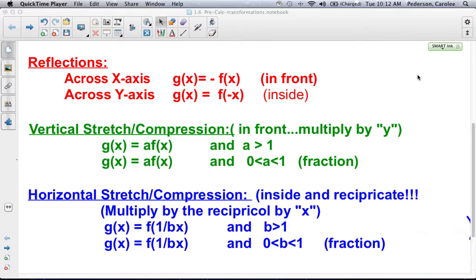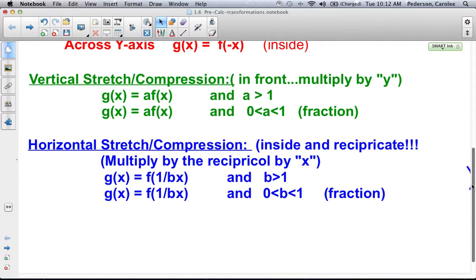of the graph. When you talk vertical, that is going to be in front of the function, a multiplier. And there's two scenarios, when you have a number greater than 1 and when you have a decimal or a fraction. And what you do is you are multiplying that y value by that factor. And we're going to do an example of this later on.